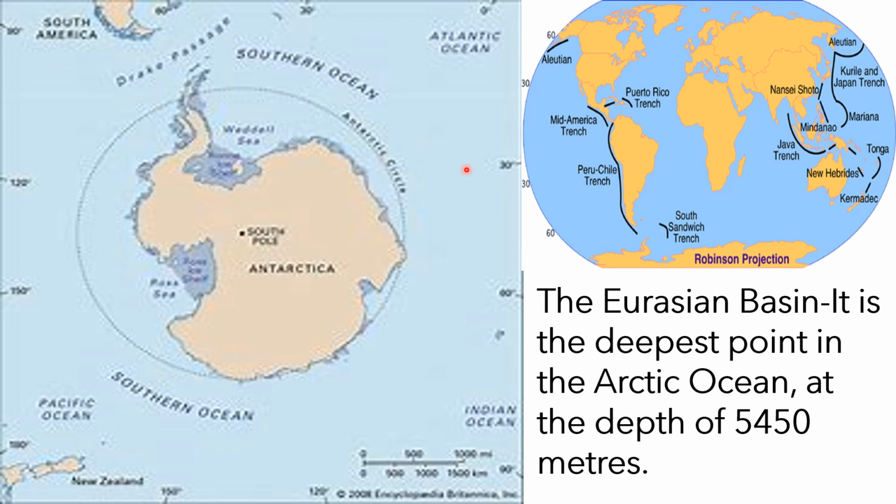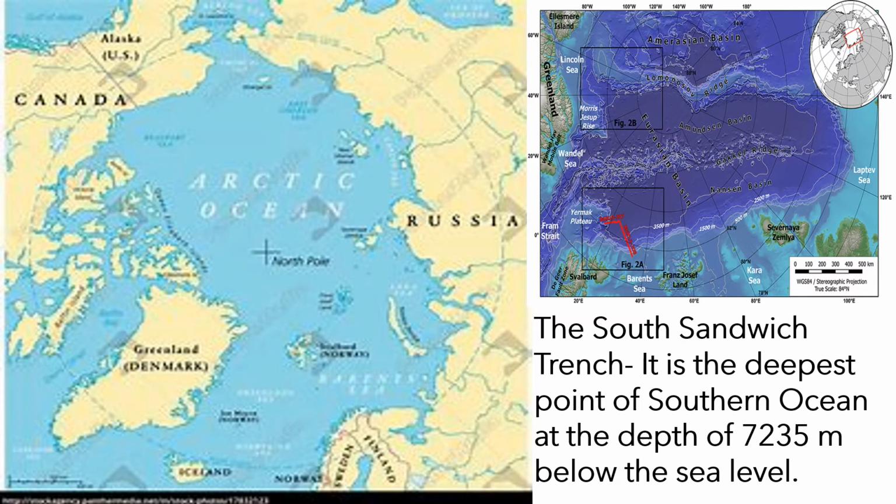Adjacent to this ocean includes the Amundsen Sea, the Bellingshausen Sea, the Ross Sea, the Scotia Sea, and the Weddell Sea. The next is Arctic Ocean. You can see the deepest place of this ocean is here. This is the Arctic Ocean at the North Pole.